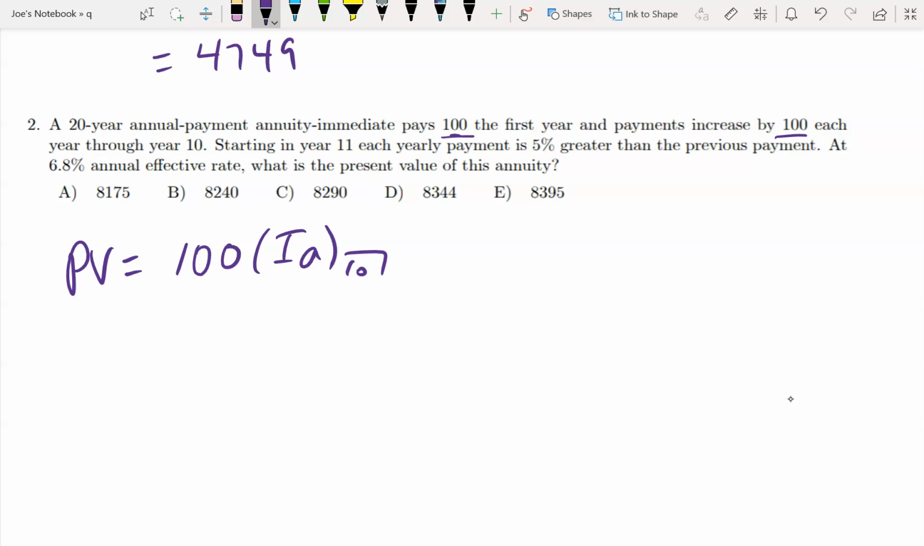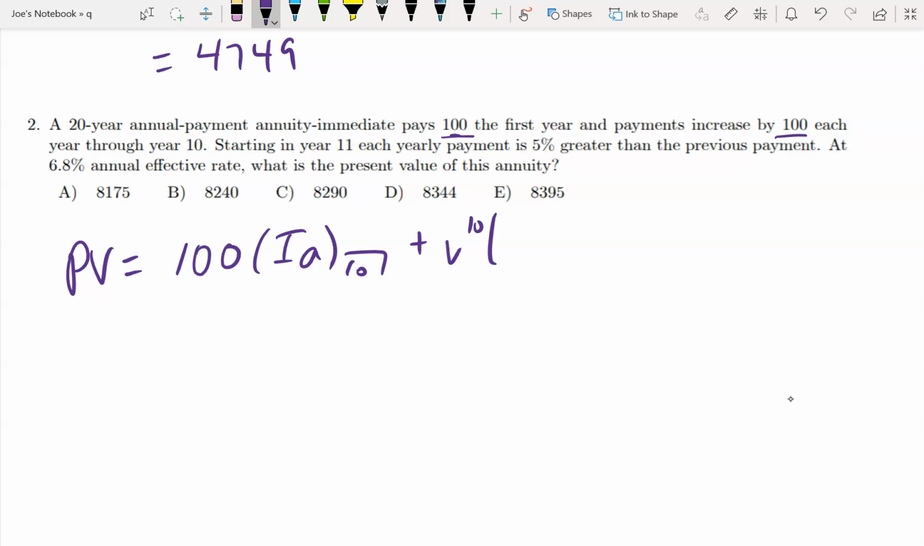And then after that part, I've got something that starts in year 11. So it starts from time 10 on. It's an annuity immediate, so I know that the payments are at the end of the period. So when I do this at year 11, I really need to multiply it by v to the 10th. Remember, year 11 means time 10 to time 11. So whatever's going on past time 10, I'm going to need to multiply by v to the 10th to pull it all the way back to the present value.